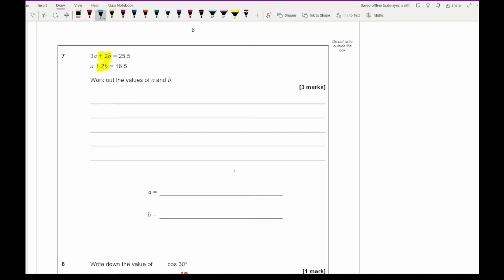So all we need to do here is take away the 2 expressions. So 3a take away a is 2a. And 25.5 take away 16.5 leaves me with an answer of 9. So a equals 4.5.